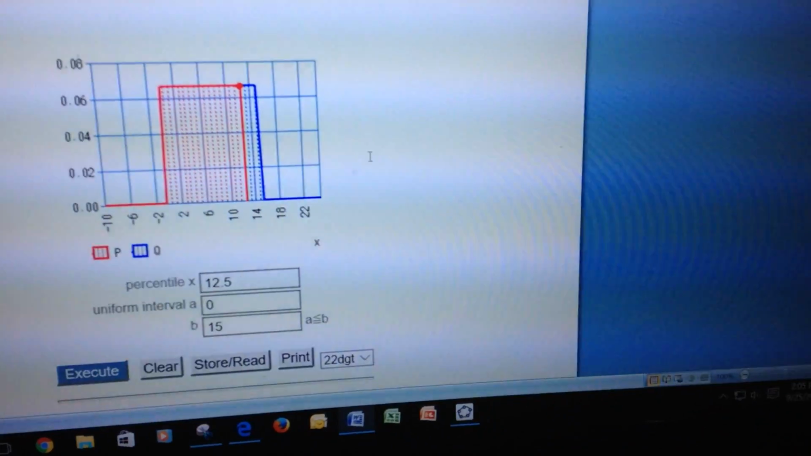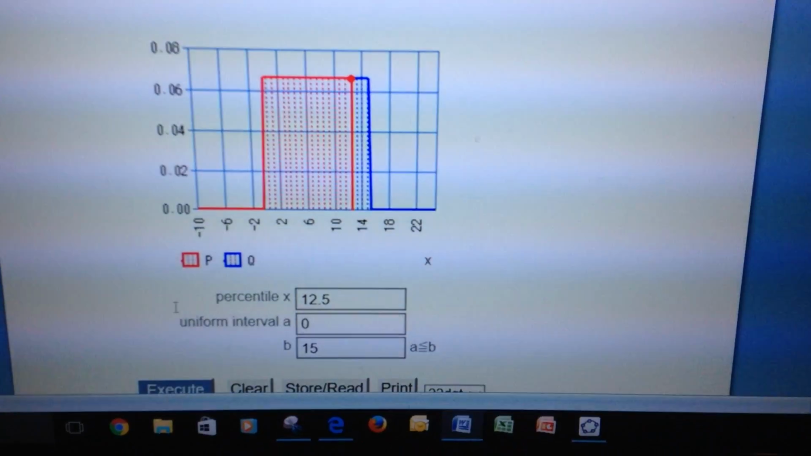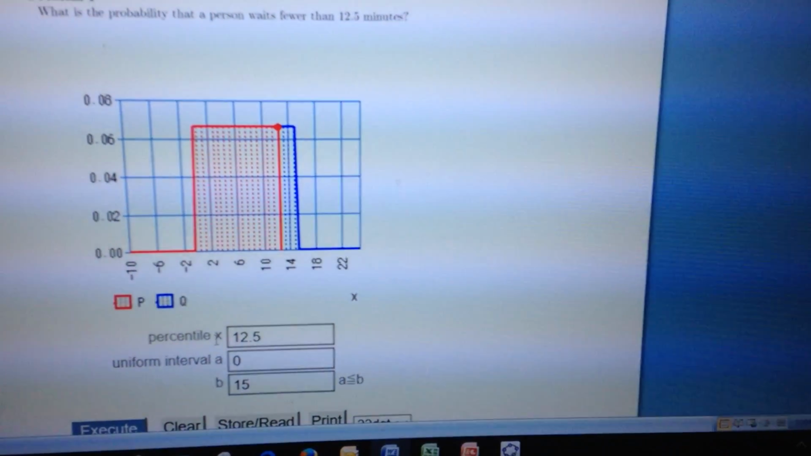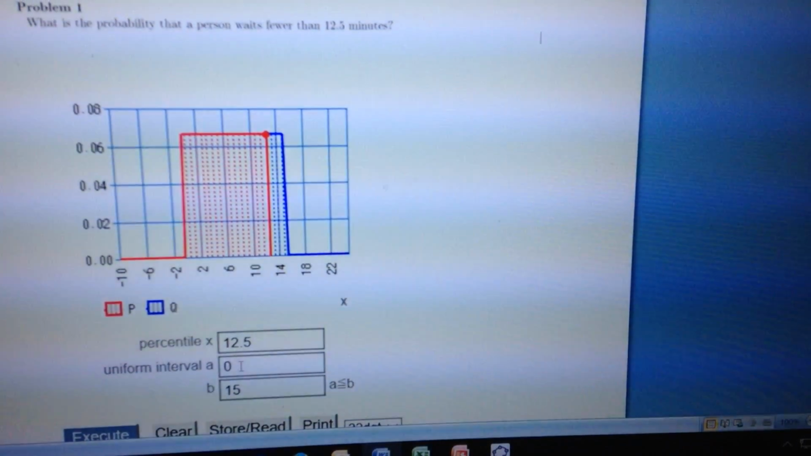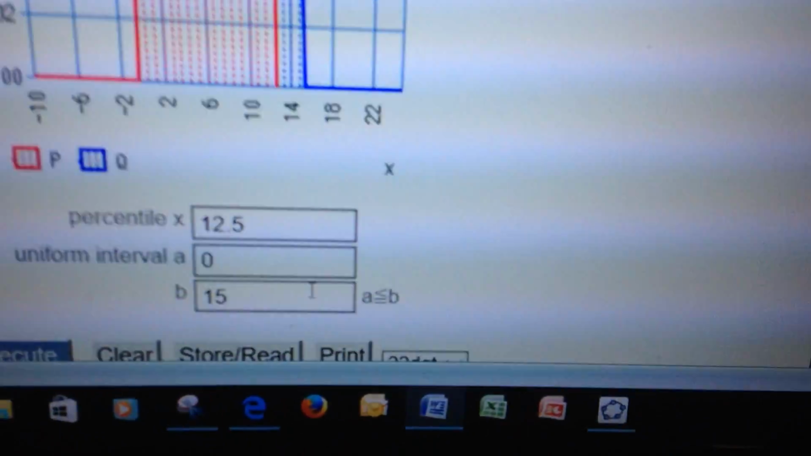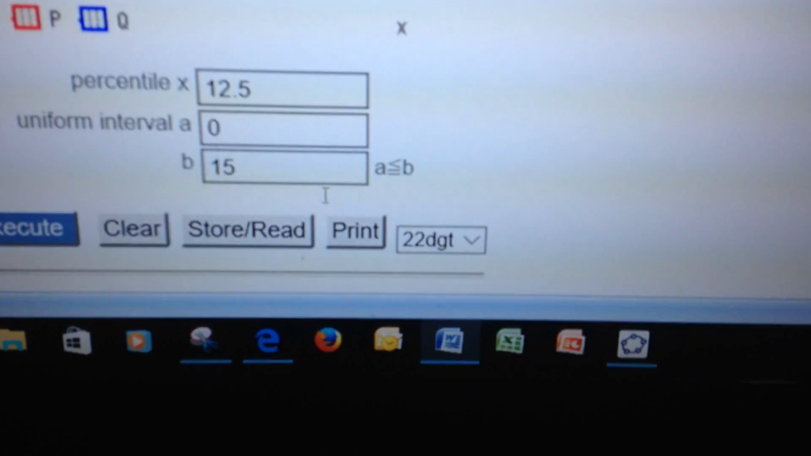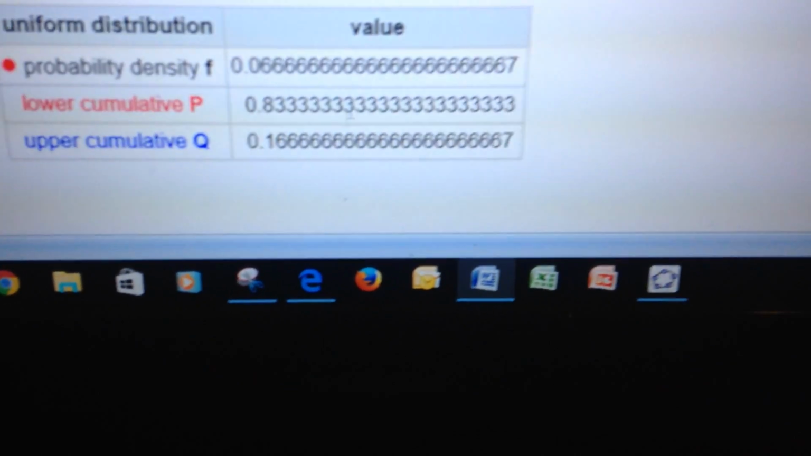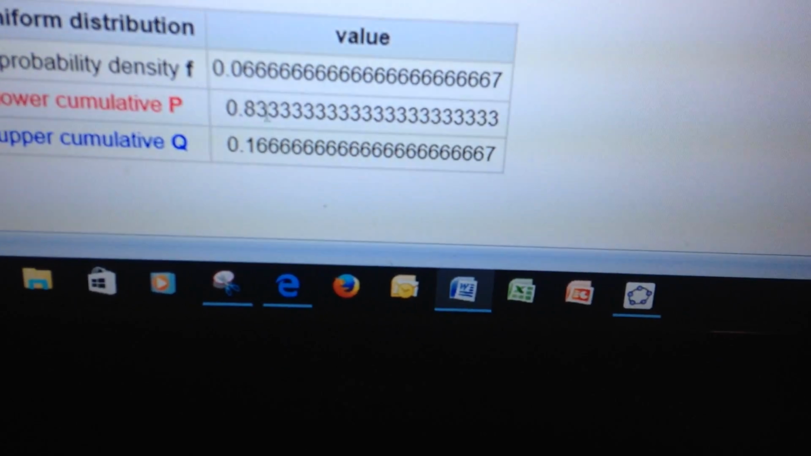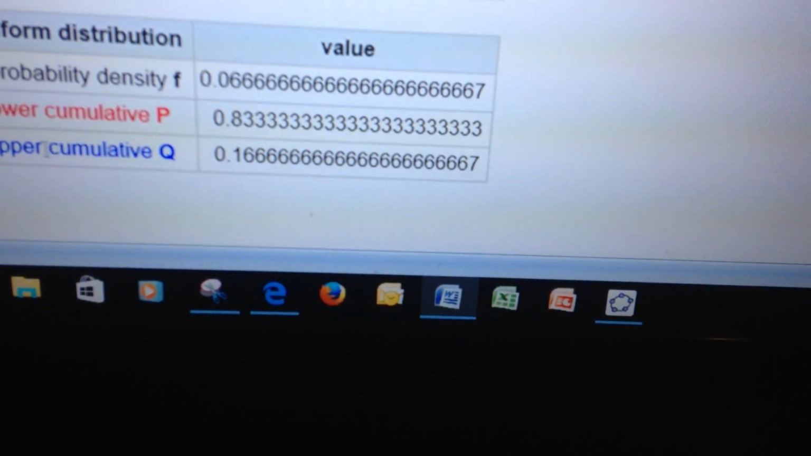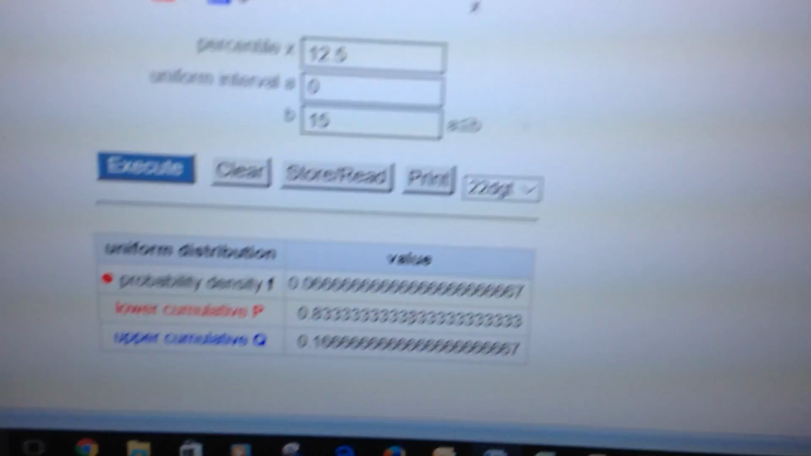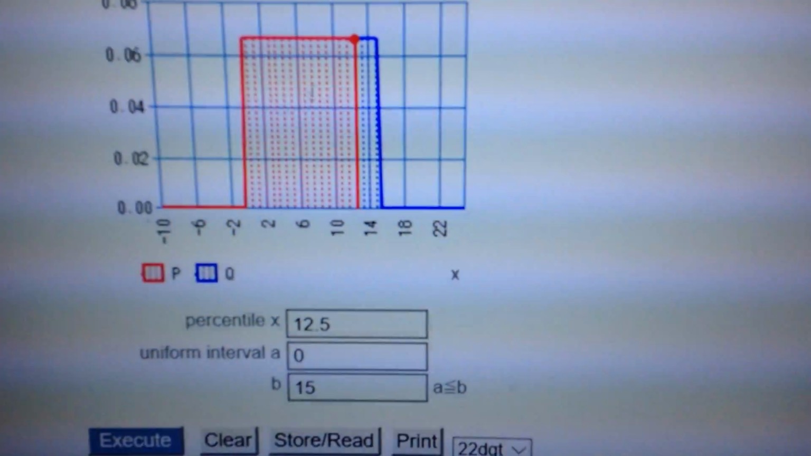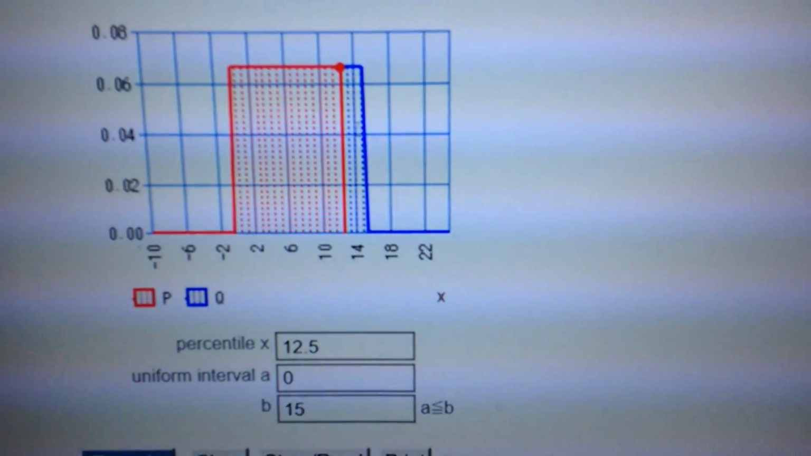Since it's a uniform probability distribution, we want the percentage fewer than 12.5 minutes. The lower bound is 0, the upper bound is 15 here. And that gives us a probability for the lower part. Below 12.5 would be 0.833, and above 12.5 of 0.1666 repeating. Okay. And our curve looks like this because it's a uniform distribution.